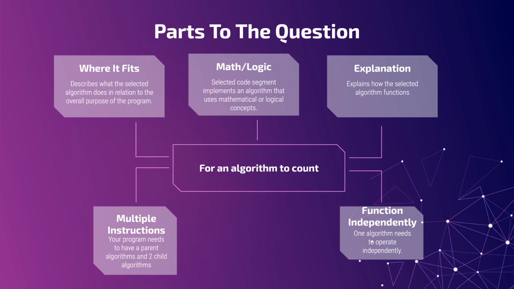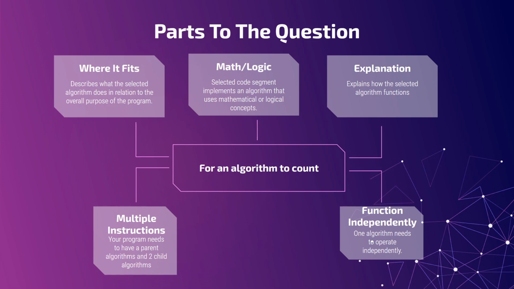You have to be able to explain how the selected algorithms function inside your program, right? What are they doing? You have to say it out in words, even though the code might be there. Where it fits. So you're going to have multiple functions, a parent one and two children ones. And so where is that parent function fitting inside of the entire program? You can't just wrap the entire program in red and say that's your algorithm.